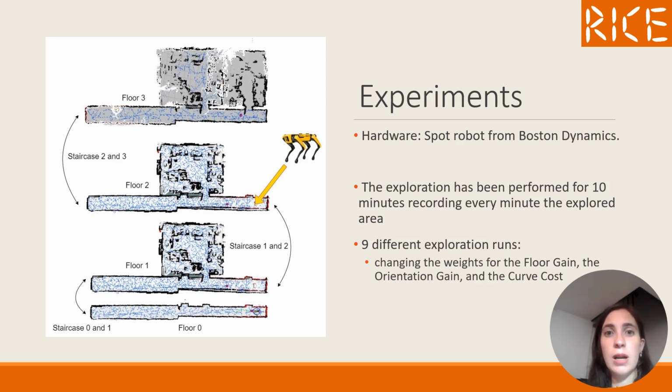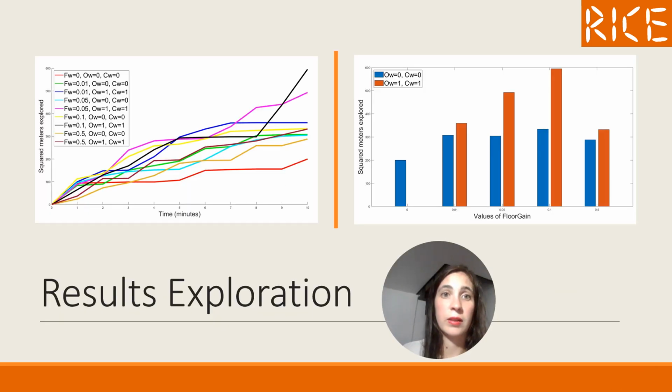Our baseline trial had the weights for the 3 new parameters set to 0. Then we tested the system with the floor gain set to 4 different values, and for each value we repeated the exploration with and without the optimization parameters. In the graph on the left, we can see the results for all of the experiments.